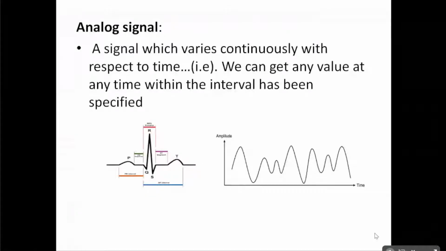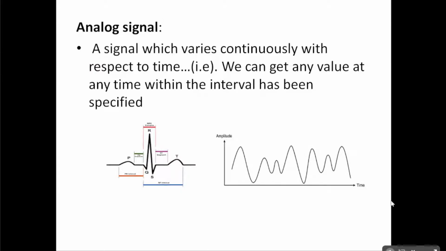There are 2 types of signals available. One is analog signal, another one is digital signal. So what is analog signal? A signal which varies continuously, say continuously with respect to time. In this continuously varying signal, we can get any value at any time within the interval it is specified.